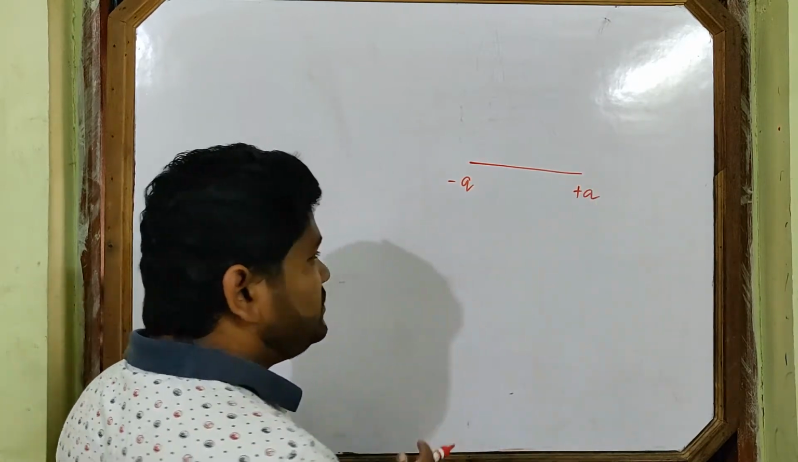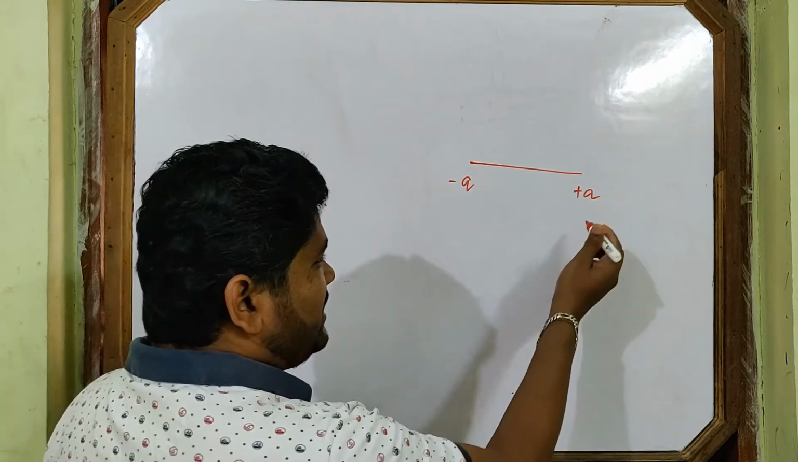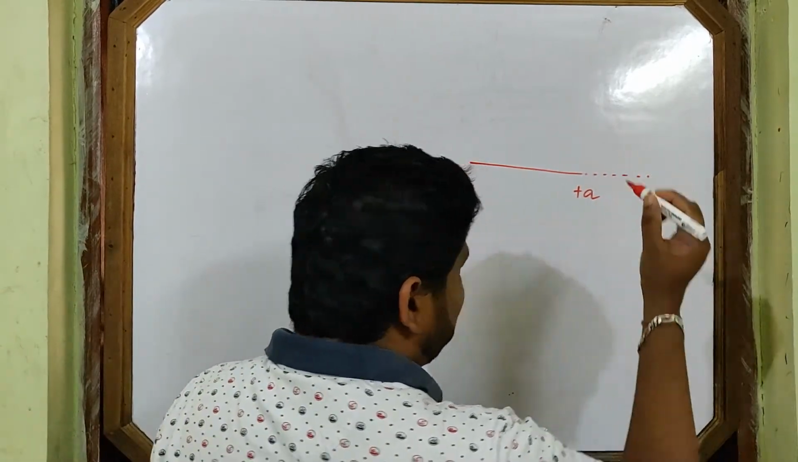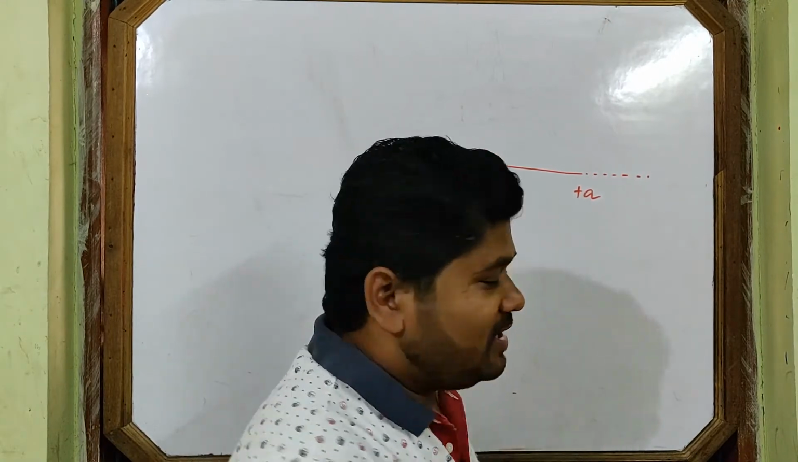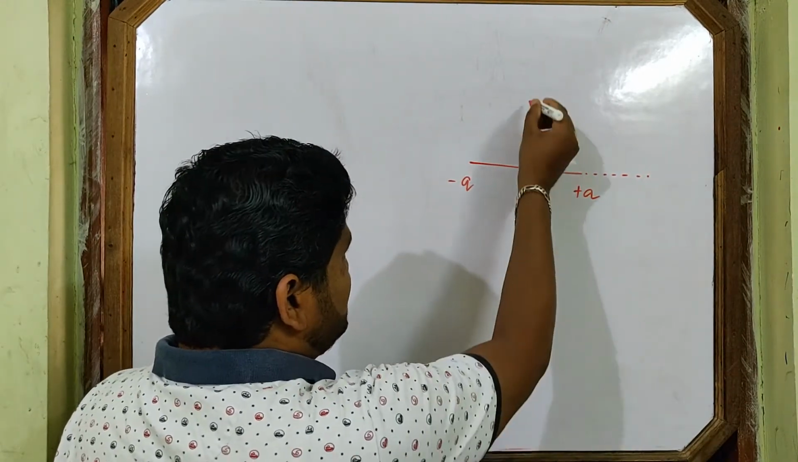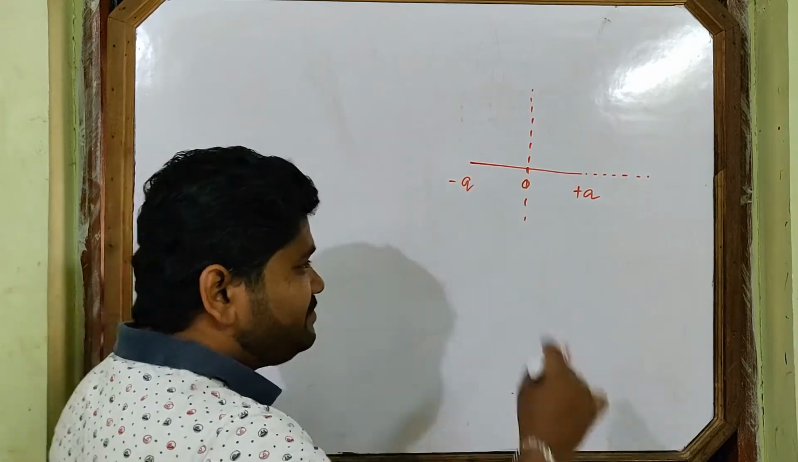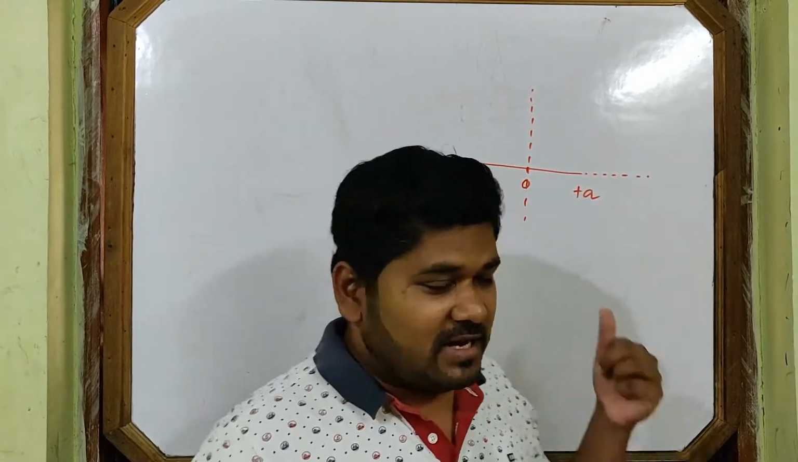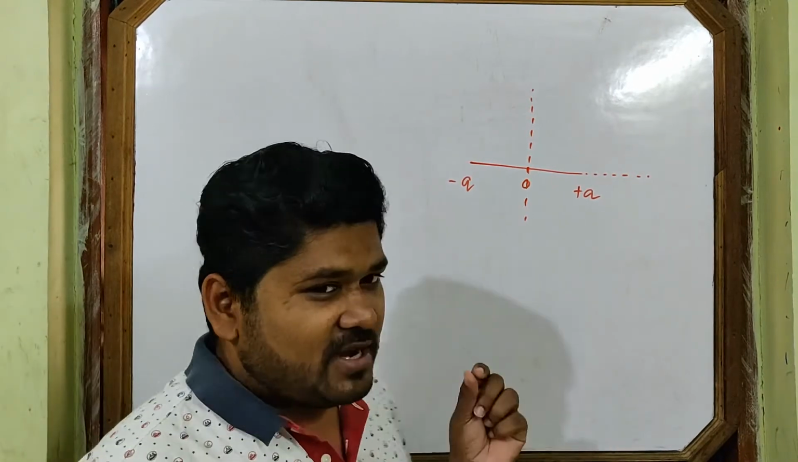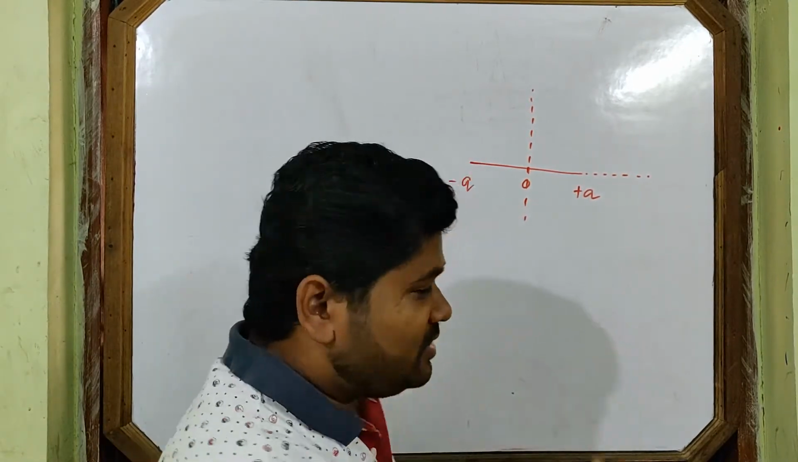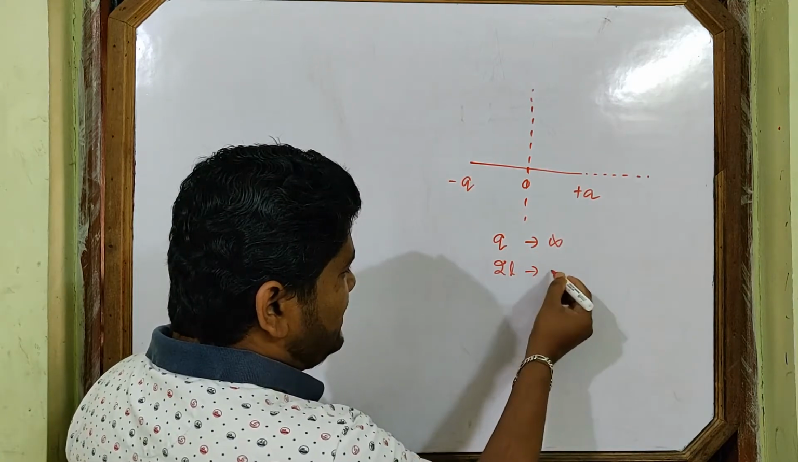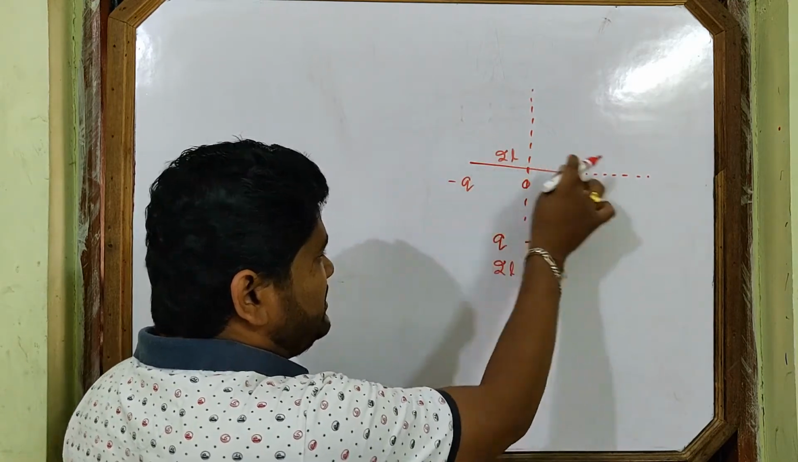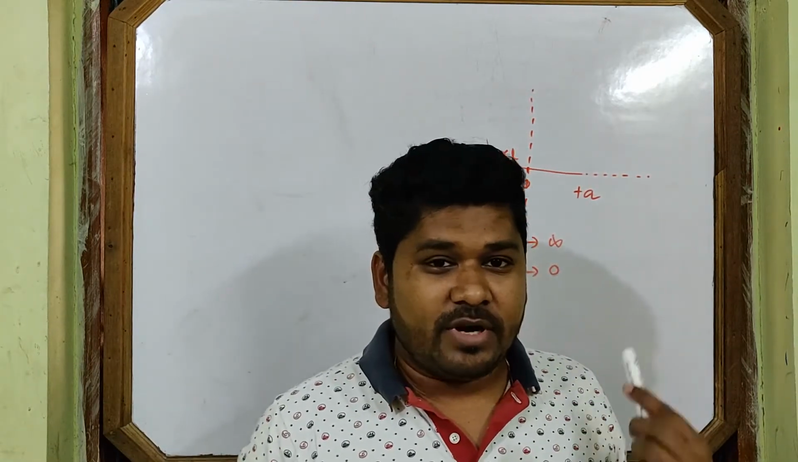This is minus q, this is plus q, this is the electric dipole. The line joining the two charges is called the axial line, and the line which passes through the center of the dipole is called the equatorial line. This dipole is called an ideal or short dipole when q tends to infinity and 2L tends to 0. 2L means the distance of separation between the two point charges. This is about the dipole.